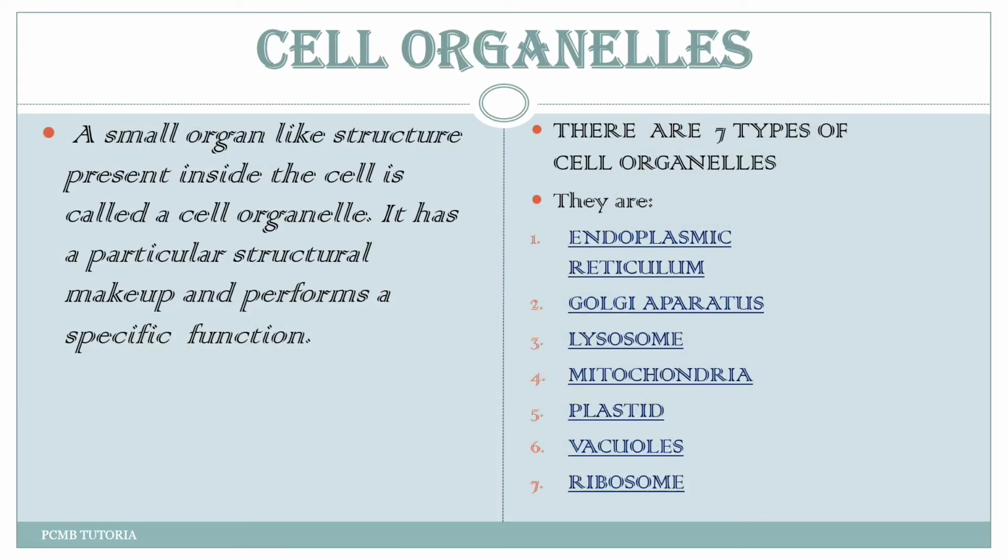Number 5, cell organelles. A small organ-like structure present inside the cell is called a cell organelle. It has a particular structure and makeup and performs a specific function. There are 6 types of cell organelles.